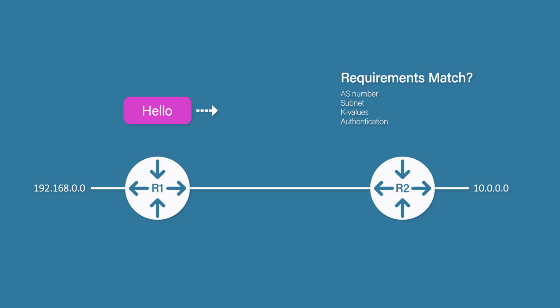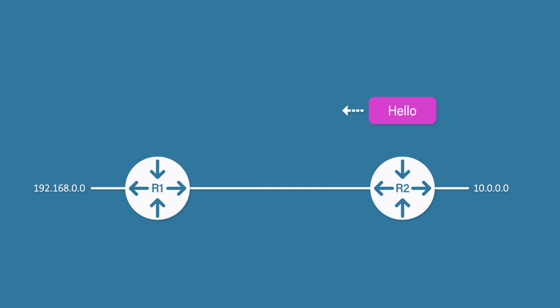EIGRP uses K values when calculating the metric. These values must match on both routers, but to be honest, they're not often changed. Finally, if you're using authentication, this of course needs to match as well. It's worth noting here that EIGRP doesn't require the hello and hold timers to match. If everything matches, then the routers will respond with a hello message of their own. And that's pretty much it. We now have two neighboring routers.